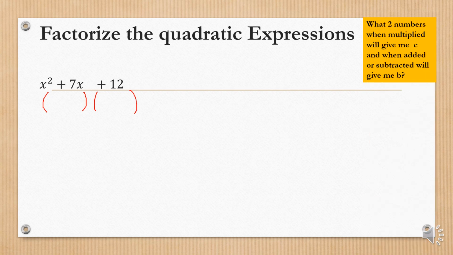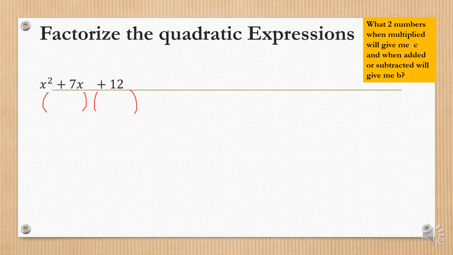What do we do? What two numbers when multiplied will give us c, and when added or subtracted will give us b? Let me backtrack a bit. What is a here? A is 1, the number in front of x squared. What is b? 7, the number in front of x. And what is c? The constant term, 12. So what two numbers when multiplied together will give us 12, and when added or subtracted will give us 7? Now I'm saying that, but let me demonstrate.